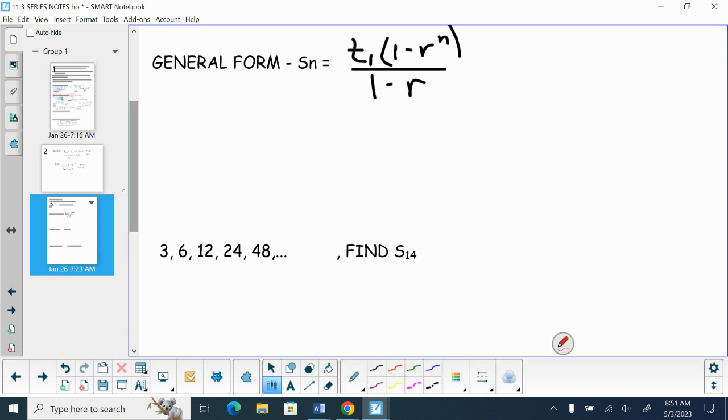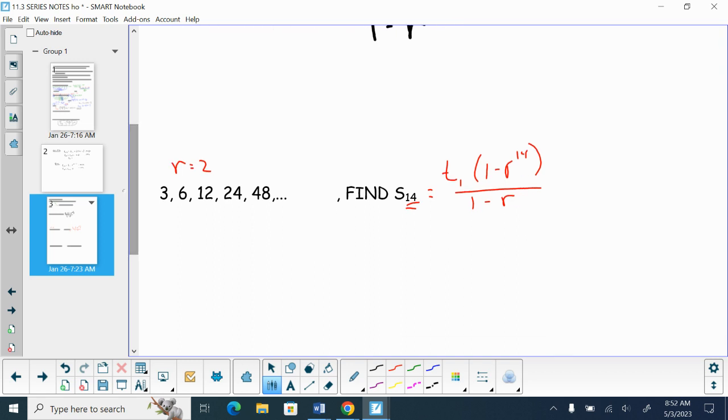So we take a look at a geometric here. Common ratio is 2. 6 divided by 3, 12 divided by 6, 24. I want to find the sum of my first 14 terms. So we take our term 1, times 1 minus r to the 14th power over 1 minus r. Our ratio is a value of 2. Our first term is a value of 3.